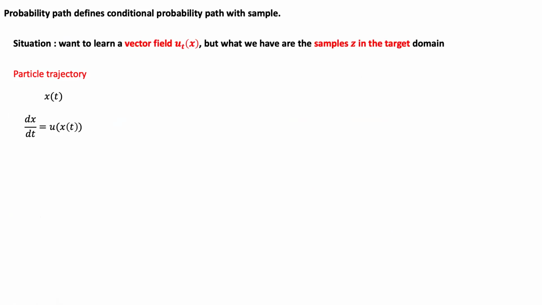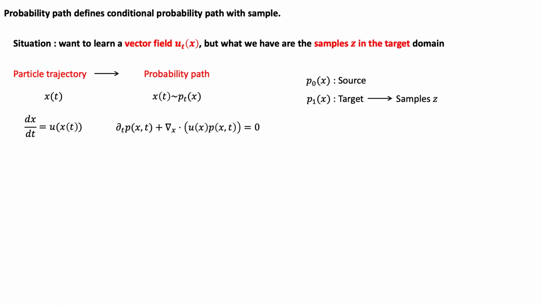Again, the particle trajectory follows the ODE. We can translate this to the probability path, which follows the continuity equation. Using the probability, you can think of incorporating the samples. Our source, the input distribution, will be P0, the initial data, and the target will be P1, as follows.